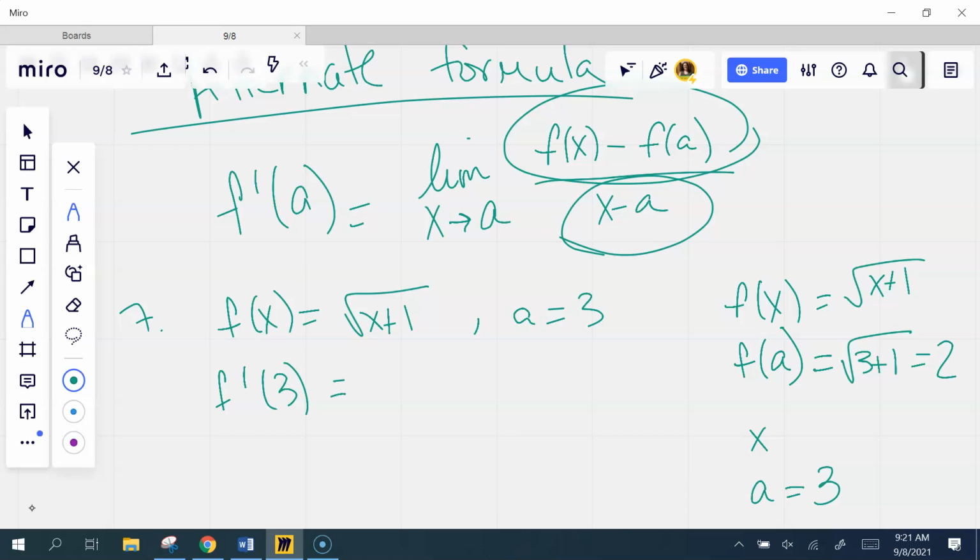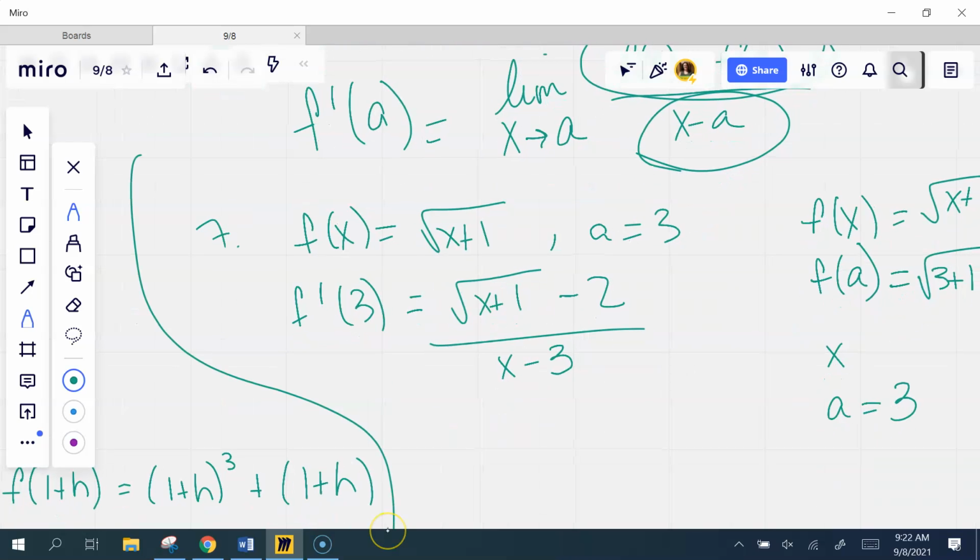All right, so let's do this. Let's plug in. F of x minus f of a over... I forgot my limit on the front. It's a square root.